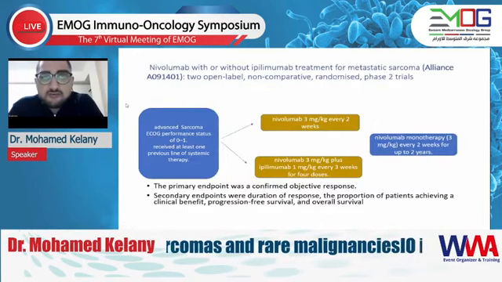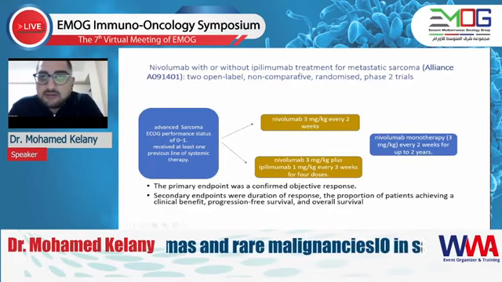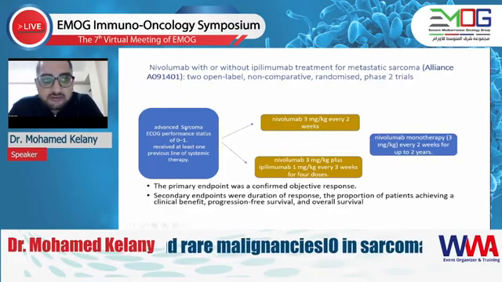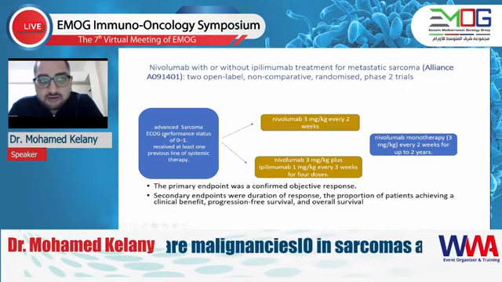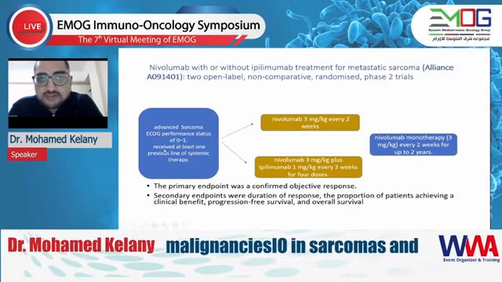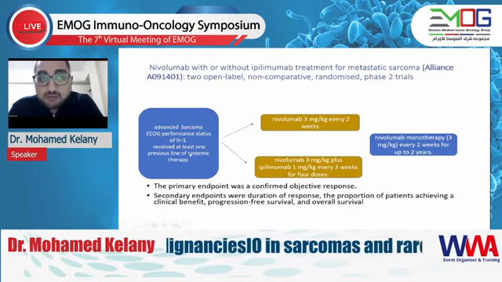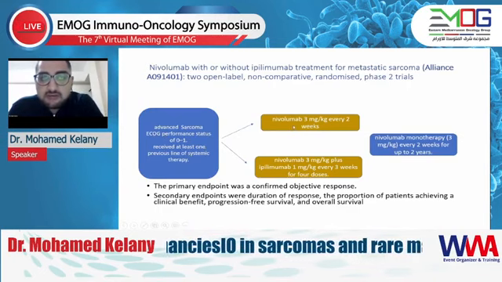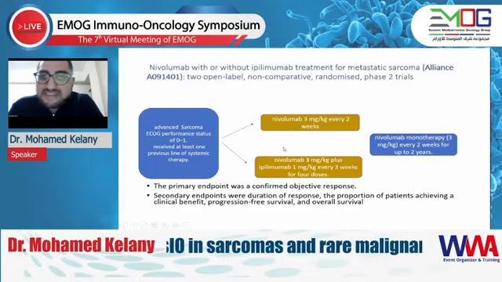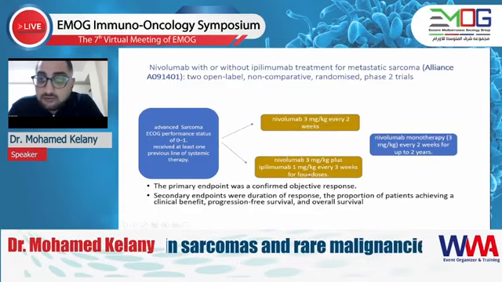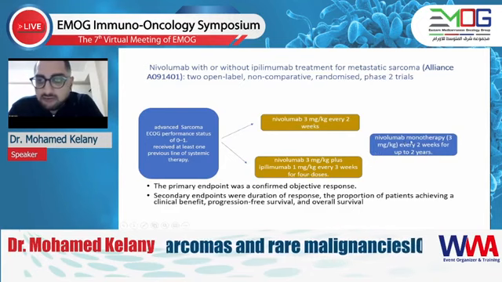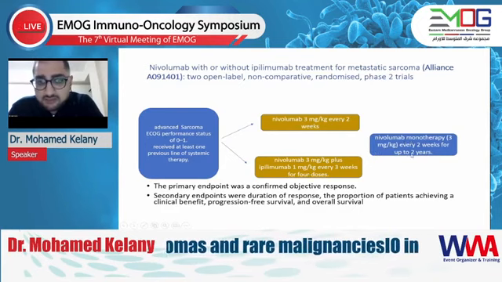Nivo, with or without Evo, was tested in the treatment of metastatic sarcoma. Again, it is a phase 2 trial tested in advanced sarcoma in patients with performance status 0 to 1 who received at least 1 prior systemic therapy. We randomized to Nivo 3 milligram per kilogram every 2 weeks, or Nivo plus Evo every 3 weeks for 4 doses, then maintenance Nivo monotherapy for at least 2 years.